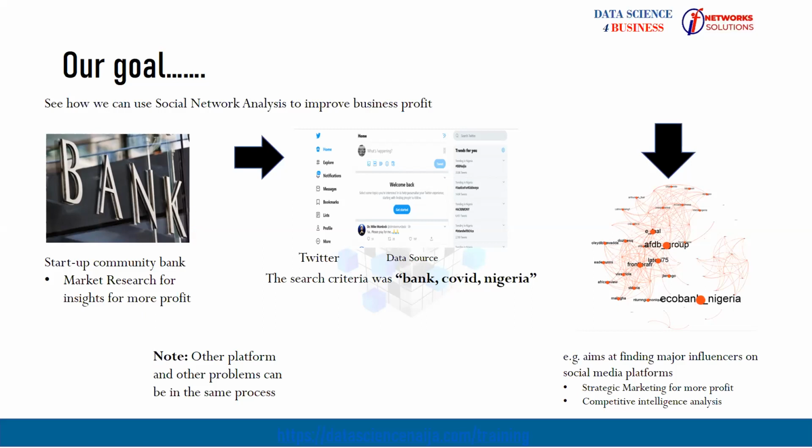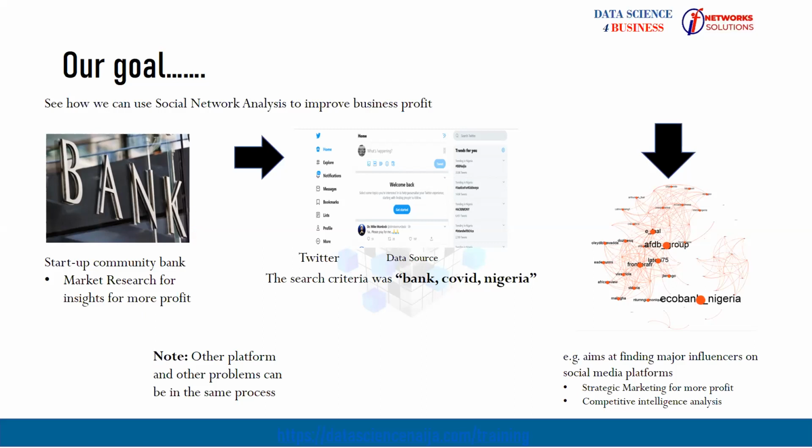For this training, we want to use a problem scenario where a startup community bank wants to do market research in order to generate insights for more profit. They have started to use the Twitter platform, which will be the data source. In order to do that, they want to use some search criteria. Maybe it was around the COVID era, and of course, the bank is in Nigeria. So they use this search criteria: bank, COVID, and Nigeria. You can use any search criteria depending on the kind of thing that you're interested in.